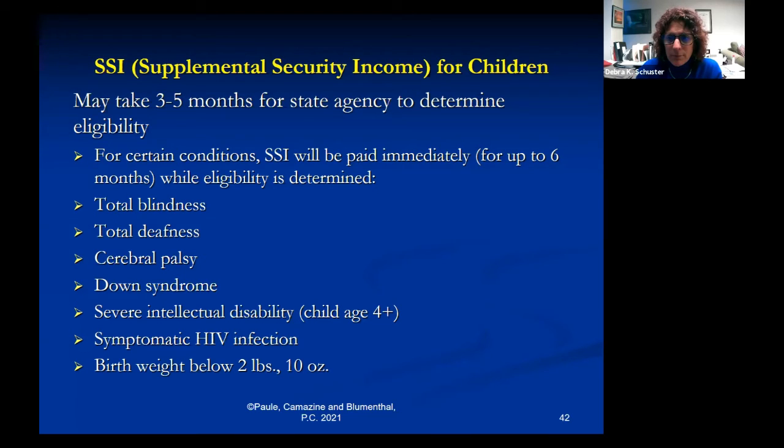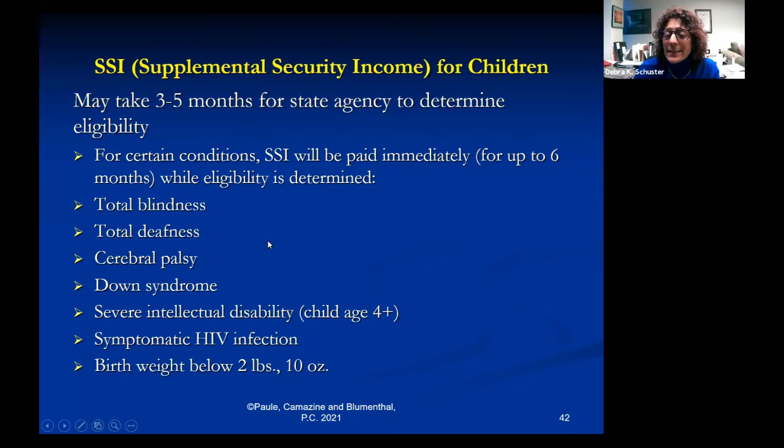So for children, supplemental security income may take 3 to 5 months for the state agency to determine eligibility based on disability. But for certain conditions, SSI is paid immediately for up to 6 months while eligibility is being determined for total blindness, total deafness, cerebral palsy, Down syndrome, severe intellectual disability for children that are age 4 or older, symptomatic HIV infection, or birth weight below 2 pounds 10 ounces, or failure to thrive above age 3.